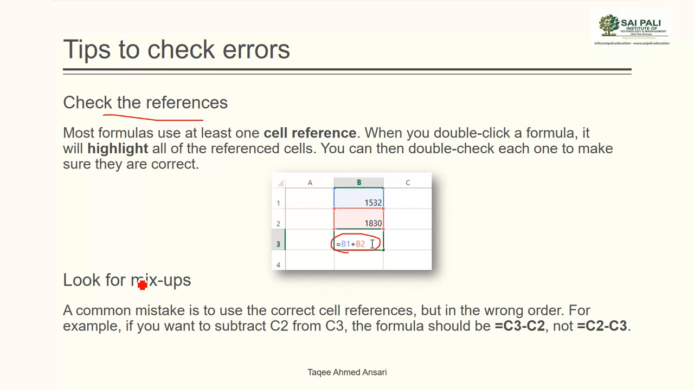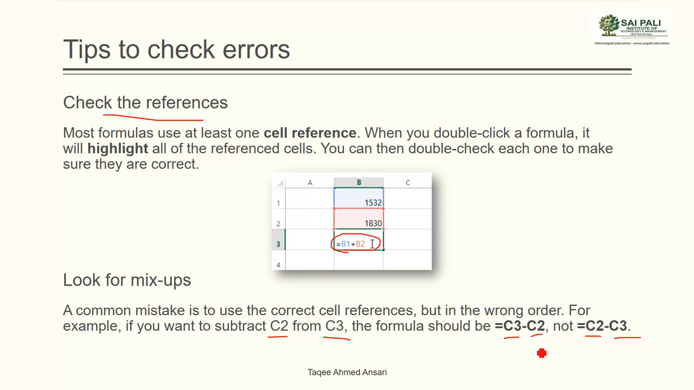The other tip is to look for mix-ups. A common mistake is to use the correct cell references but in the wrong order. You have mentioned the references right, but sometimes in the wrong order. For example, if you want to subtract the value in C2 from the value in C3, the formula should be C3 minus C2, not C2 minus C3.